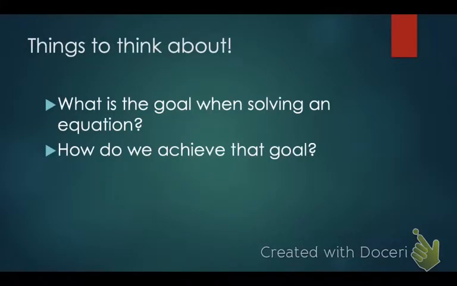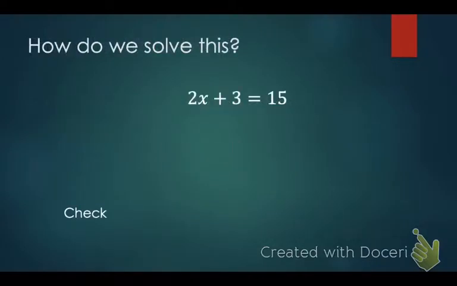So things to think about. What is the goal when solving an equation, and how do we achieve that goal? Just think about those in your head. What's the goal, and how do we achieve that? So the goal is to get the variable by itself, and we achieve that by doing the opposite operations, inverse operations. So line down the middle.